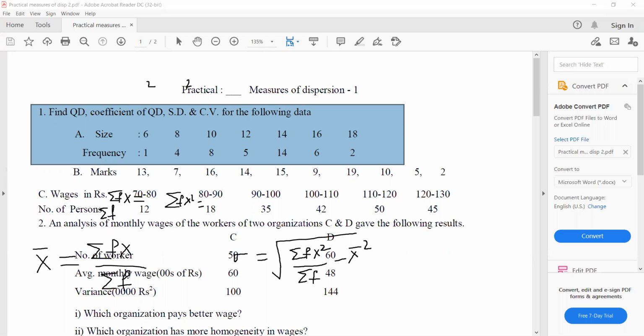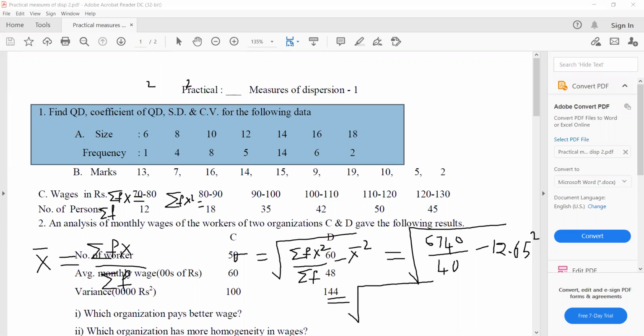Now to compute standard deviation, substitute these values in the formula of standard deviation. So we have square root of sigma fx square, which we have obtained as 6740. So square root of 6740 divided by 40, minus x bar square. We have computed x bar. We have to square it and obtain the ratio, subtract it by 12.65 square, and then take the square root. So first divide 6740 by 40, then take the square of 12.65, obtain the difference, and then take the square root. So almost the computational steps for standard deviation of all types of data will be the same.